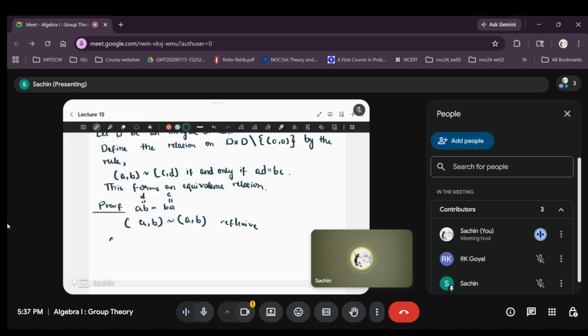For symmetry, we need to show that AB is related to BA. That is true if AB is related to CD, then CD is related to AB. That's what we have to show.